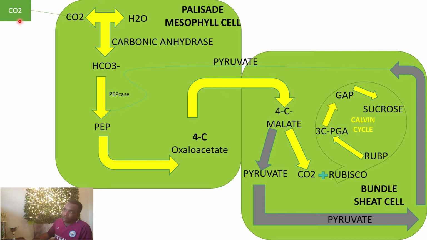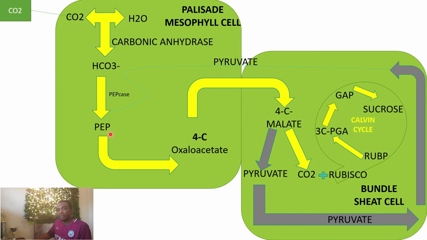Now, CO2 diffuses into the leaf through the stomata and it binds to water with the help of carbonic anhydrase, which is an enzyme. It forms a bicarbonate, and the bicarbonate is further acted upon by PEP carboxylase, which is also an enzyme, which is phosphoenol pyruvate carboxylase, to produce PEP.